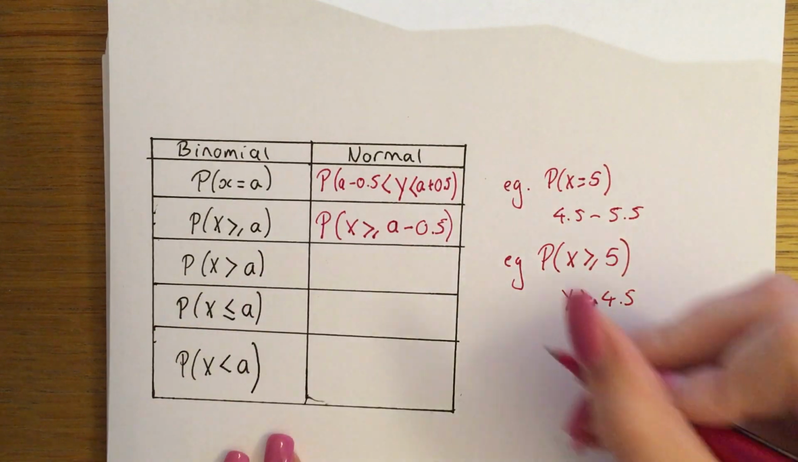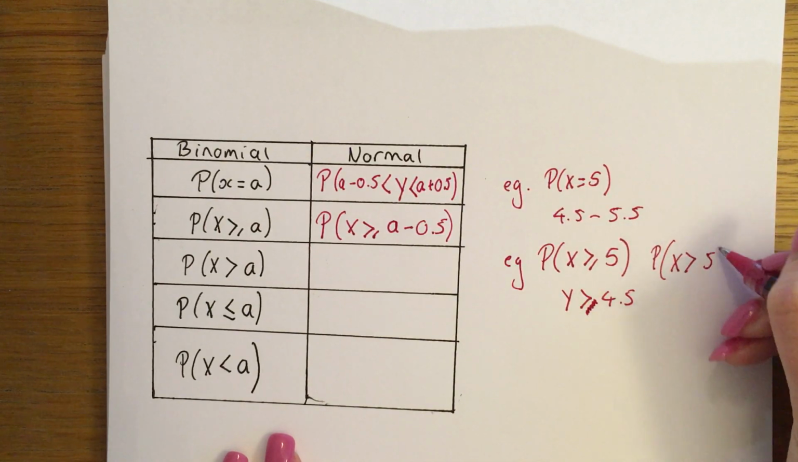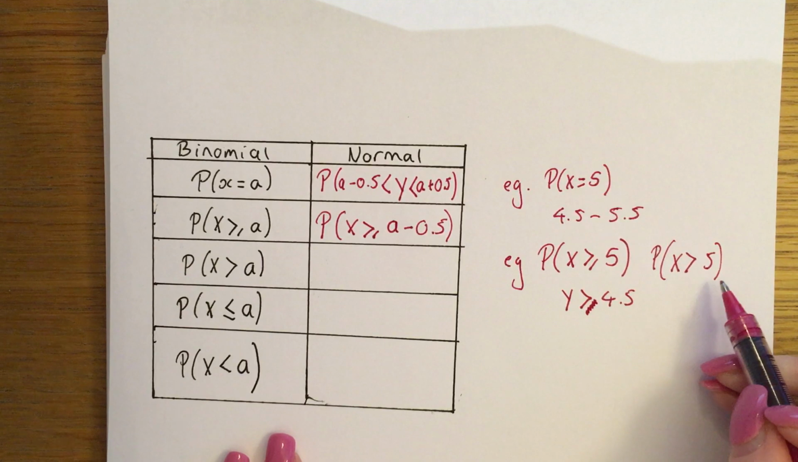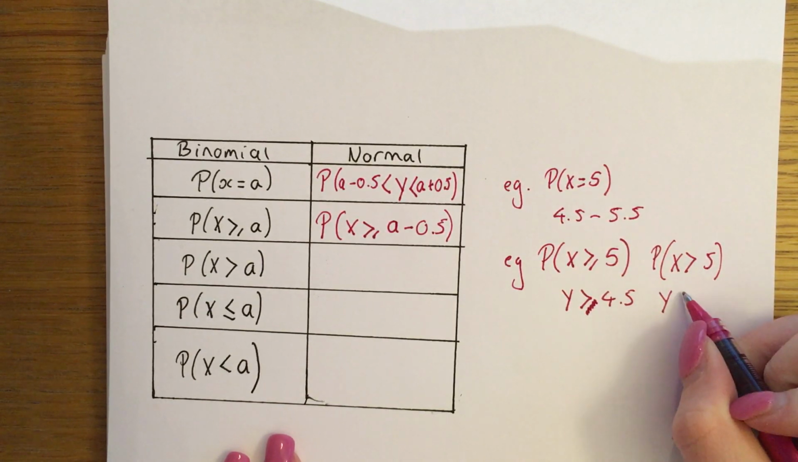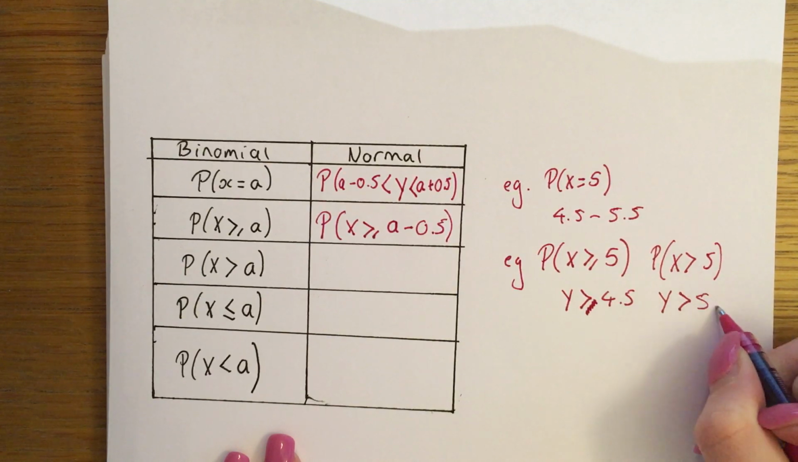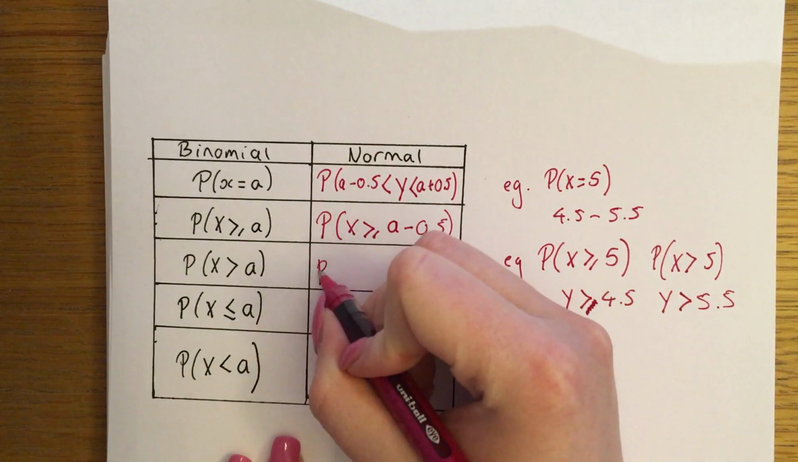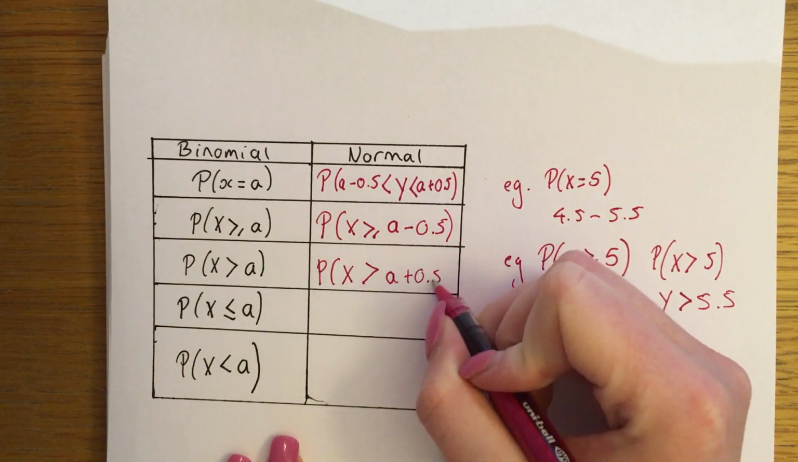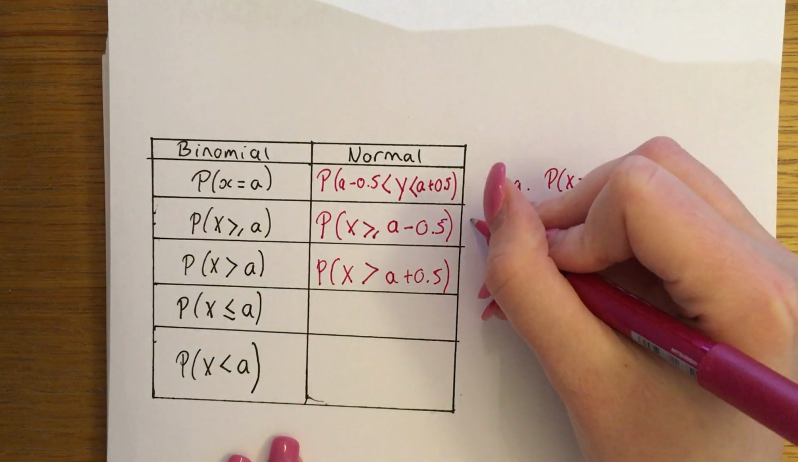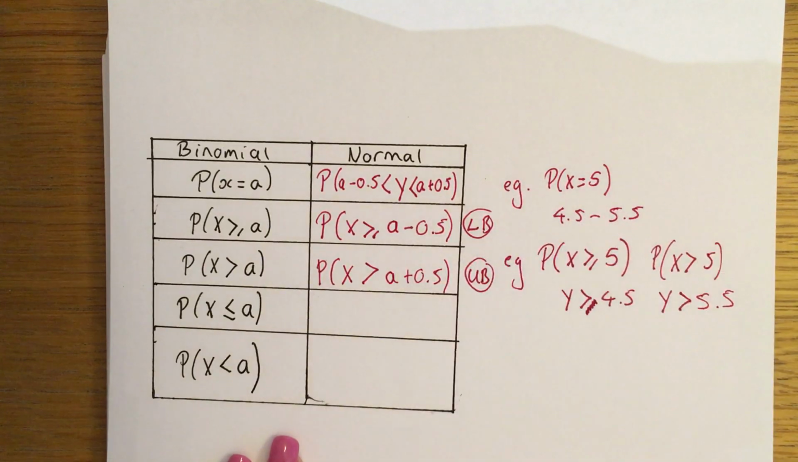When x is just greater than a, so again, let's imagine now x is greater than 5. That means I do not want to include anything which could round to 5. So for my normal distribution y, it would have to be greater than the upper bound of that value, the upper bound of a. So the probability that x is greater than a plus 0.5. So the previous one was the lower bound. This one is using the upper bound.